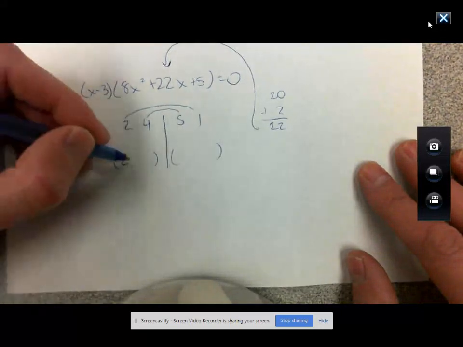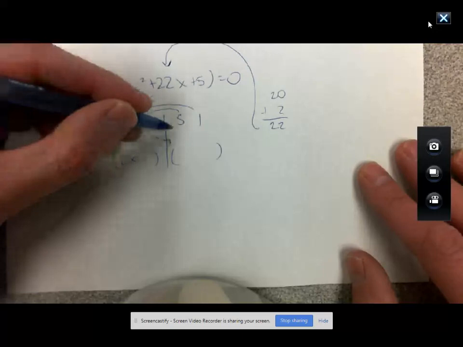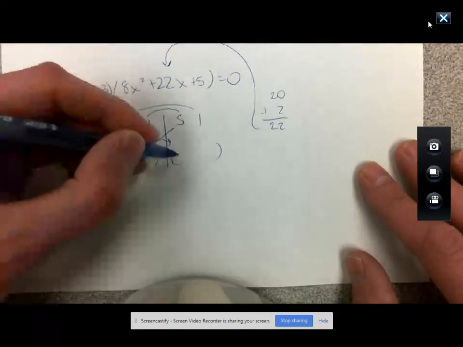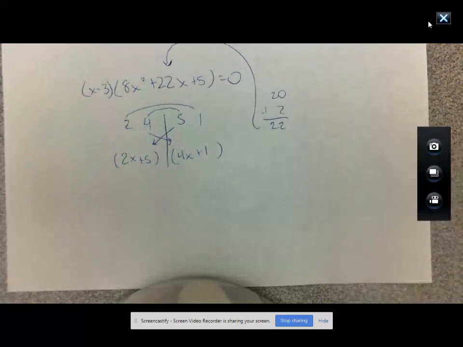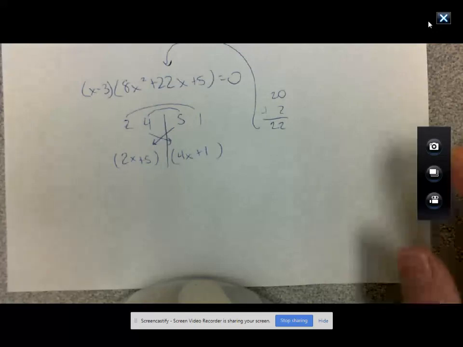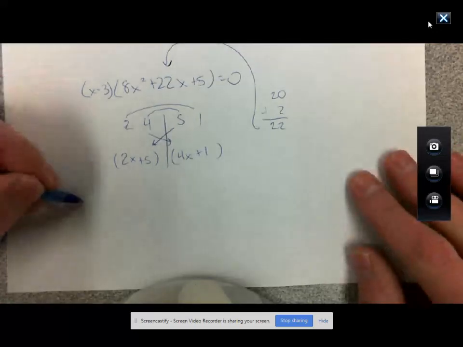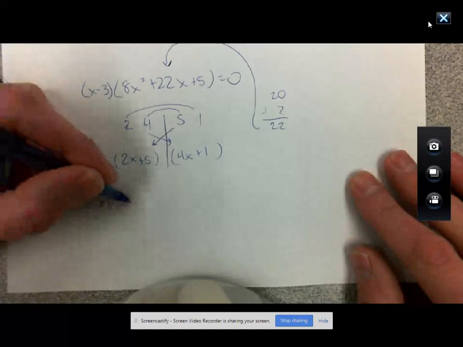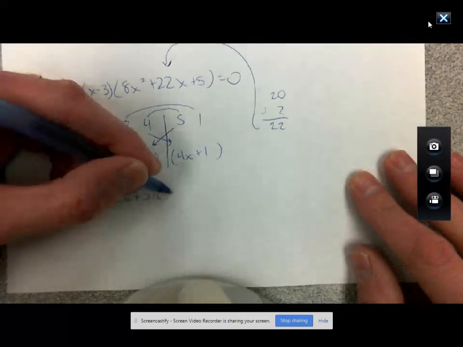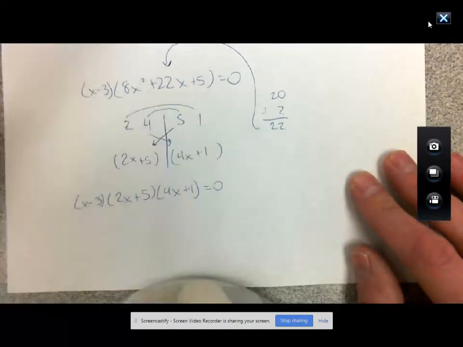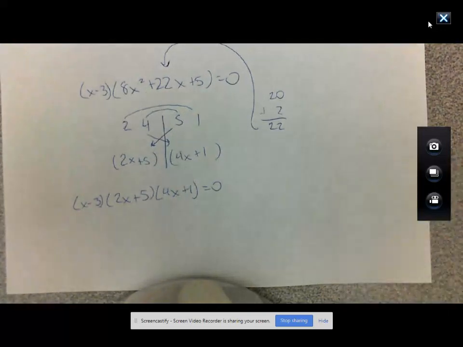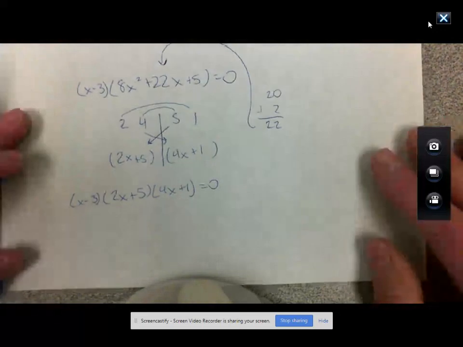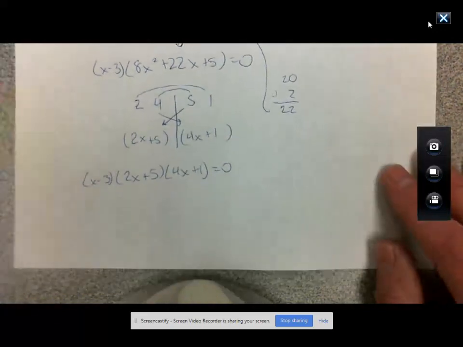So now I can make my factors. This one comes straight down. 2x crisscross in the middle, plus 5, 4x plus 1. If you do factoring by grouping, if you use the AC method, which is pretty much the same thing, that's fine. But now I have my three factors. I've got x minus 3, 2x plus 5, and 4x plus 1 equals 0. And since it was a third degree polynomial to start with, 8x cubed is what we started with, I should have three different roots in the end. And we're going to talk about that later on as well.